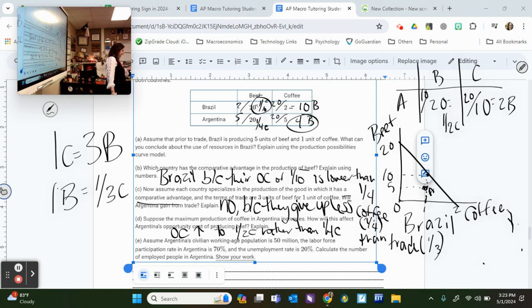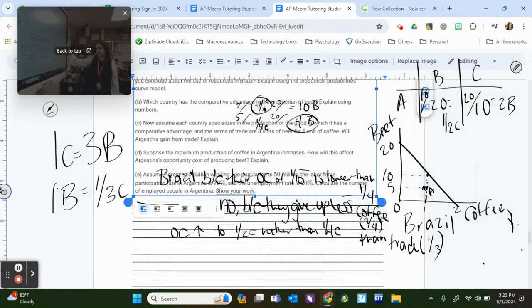On E. Did y'all get to E? Yes. Okay. Assume that Argentina's civilian working age population is 50 million. Yes, people are dollars. Okay.